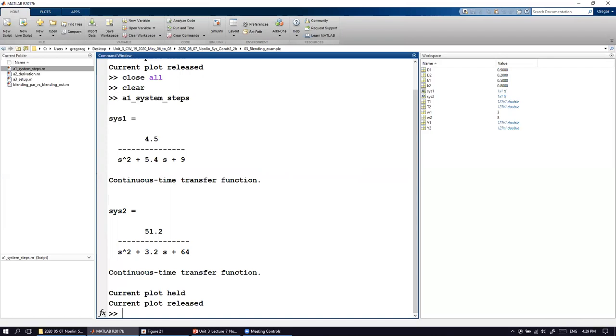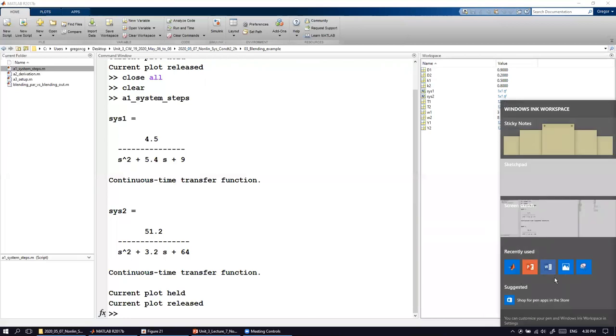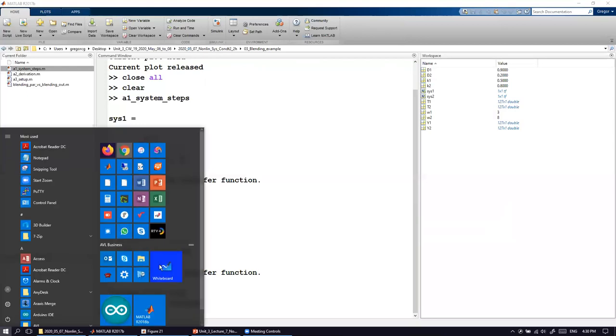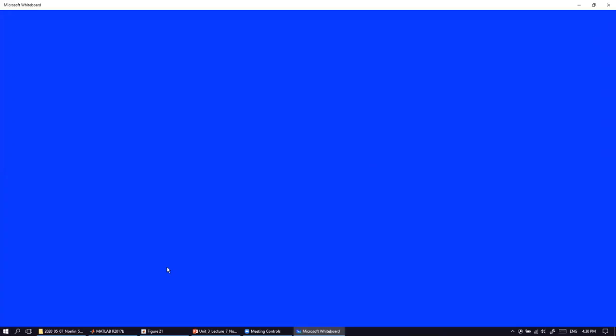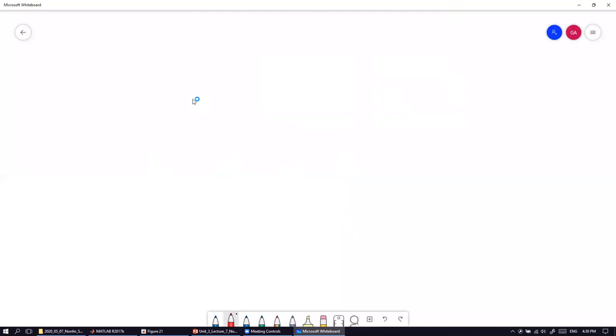Just one second. Okay, do you see the whiteboard? Not yet, we just see MATLAB. Okay, like this. Now you should be able to see. Do you see the whiteboard now? Yes. Okay.